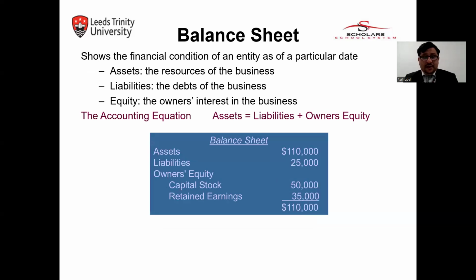Balance sheet. The balance sheet shows the financial condition of an entity as of a particular date, which includes the assets, the resources of the business, liabilities, the debts of the business, and equity, the owner's interest in the business. And the accounting equation is assets is equal to liabilities plus owner's equity.